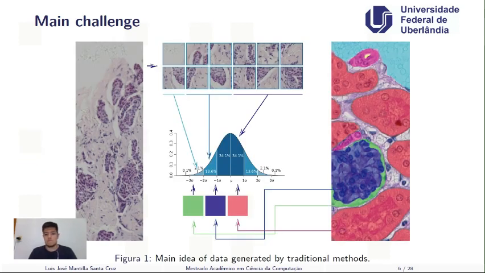To exemplify my principal objective, I built this image. On the left side, we can see a whole slide image. A whole slide image is usually cut into many samples. These samples are called tiles, and some tiles are associated with a distribution curve. What this means is that many patterns are overrepresented and some of them are underrepresented.